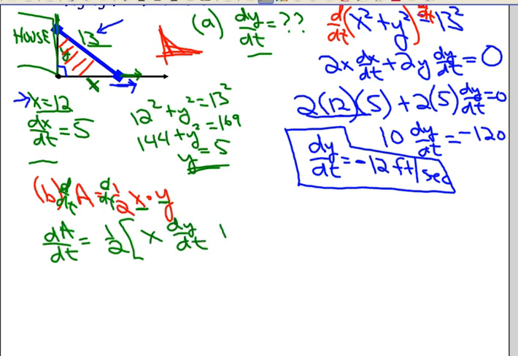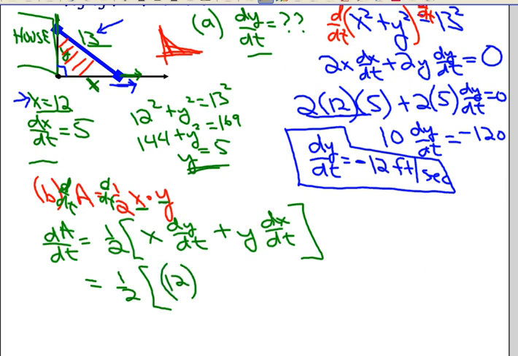The first times the derivative of the second, and the second times the derivative of the first. And as you're doing this, you're kind of grateful again for part A because we're going to need that dy/dt, aren't we? So I'll sub in. I've got 1/2. I've got my big parenthesis. We said x was 12. dy/dt, we just figured it out. That was a -12. The signs are very important. We knew y, the y coordinate was 5. We figured it out in part A. dx/dt was also 5.